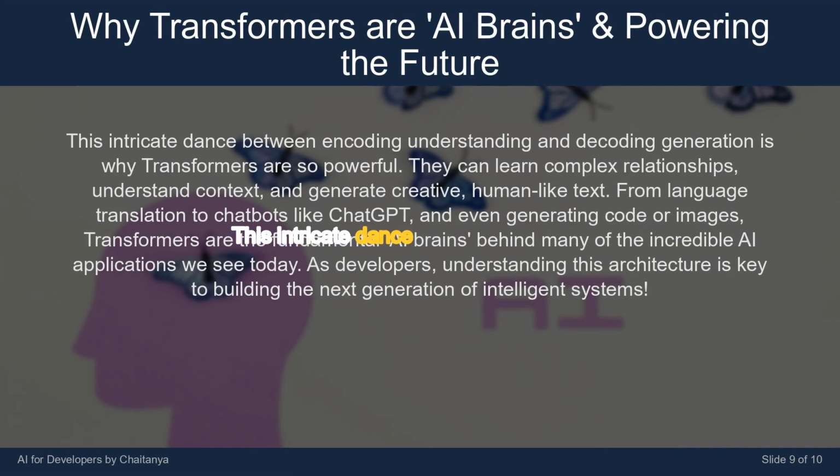This intricate dance between encoding understanding and decoding generation is why transformers are so powerful. They can learn complex relationships, understand context, and generate creative, human-like text. From language translation to chatbots like ChatGPT, and even generating code or images, transformers are the fundamental AI brains behind many of the incredible AI applications we see today. As developers, understanding this architecture is key to building the next generation of intelligent systems.